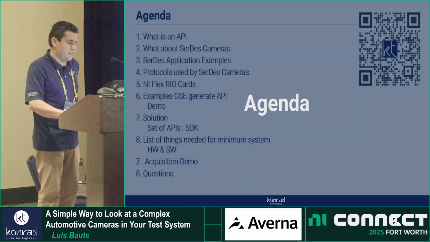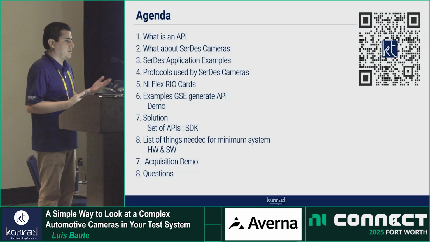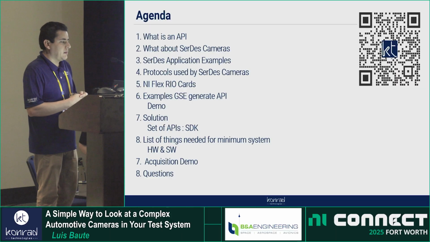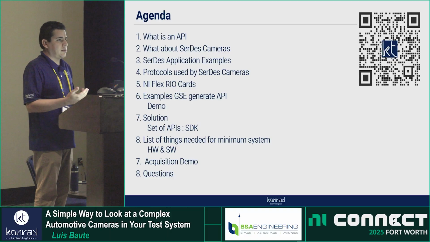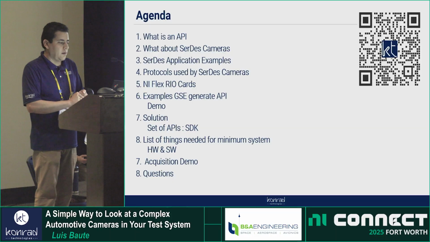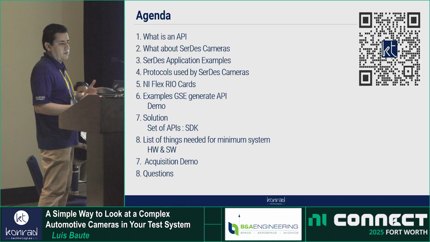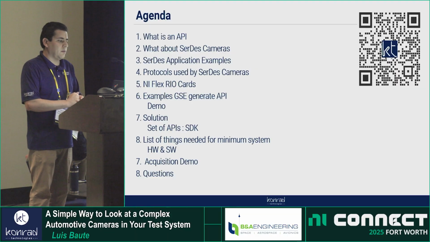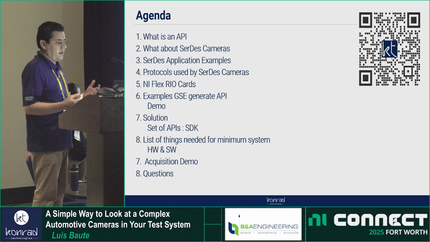Let's start with the agenda. First, we're going to be talking about what is an API, a little bit of introduction, try to remember about APIs and where we can find them. We're going to give an introduction to SerDes cameras, which SerDes is serializer, deserializer cameras, and we're going to continue using this acronym. A little bit of application examples and where you can find them. I mean, we did an application, but there are a ton of applications that we can do. And a little bit on the inside of how these cameras communicate.